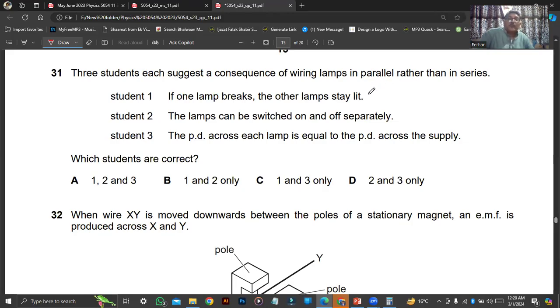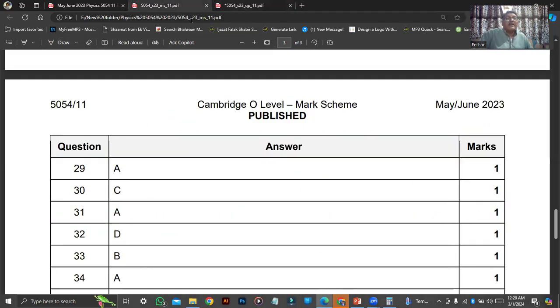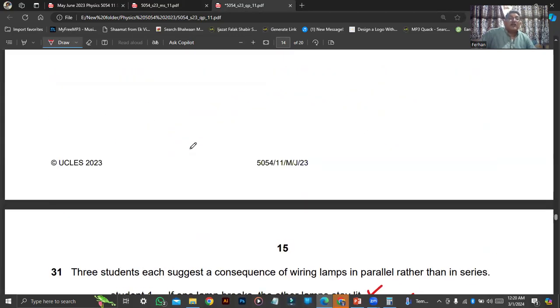That is true. And the lamps can be switched on and off separately. That is also true. You can control each of them individually. The potential difference across each lamp is equal to the potential difference across the supply. That is also true. So which statement is correct? 1, 2, and 3, they all are correct. So I think A is the option. Question number 31, A is the right option, sir.